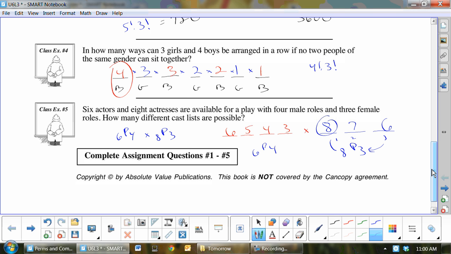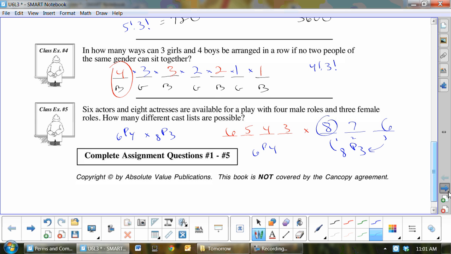Because I am picking 4 male roles and 3 female roles, not or. Okay, and is always times, or is plus. So if you said, I'm either going to pick 4 male roles or 4 female, then I would go plus.